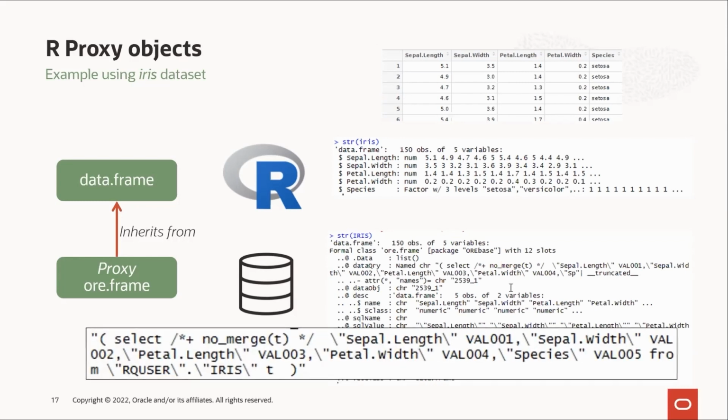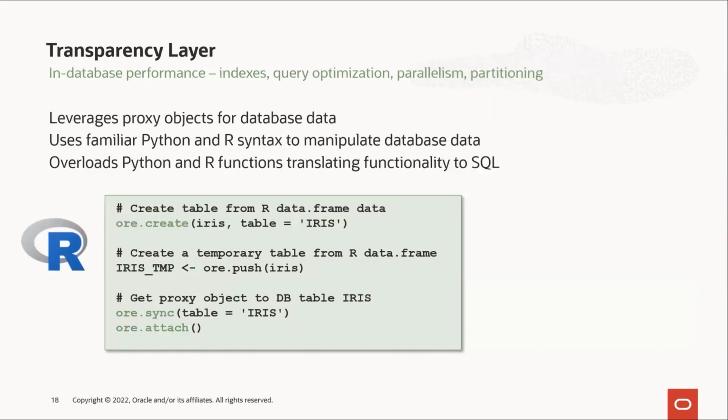As we're showing here, this depicts the query that corresponds to the iris table in the database. You'll notice some of the columns like sepal length and sepal width mentioned in the query. To give you a clearer idea of what we mean by the transparency layer, we use proxy objects and overloaded functions to take advantage of database column indexes, query optimization, parallelism, and even table-level partitioning. The use of proxy objects and overloaded functions can greatly improve performance and scalability on database table operations, since the data is not brought to the client engine.